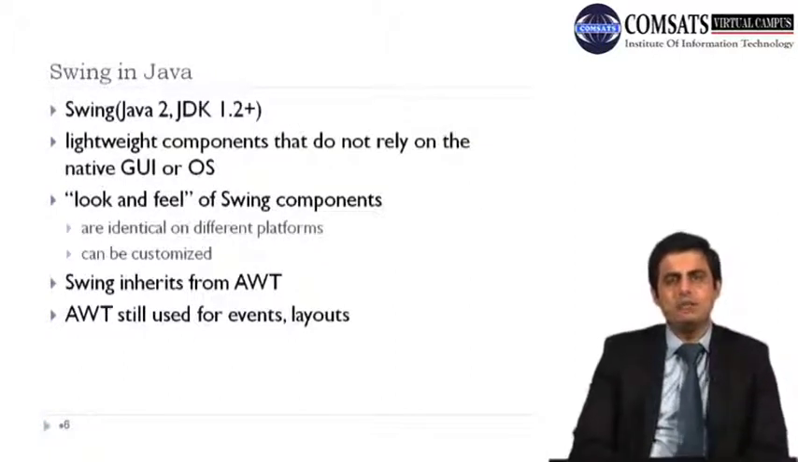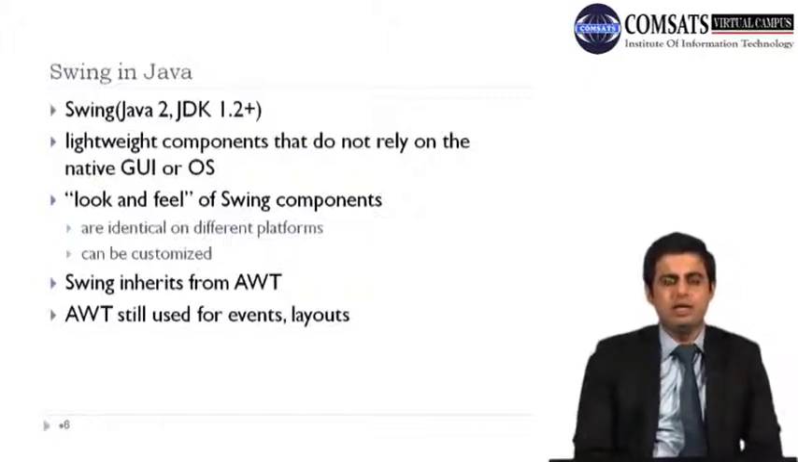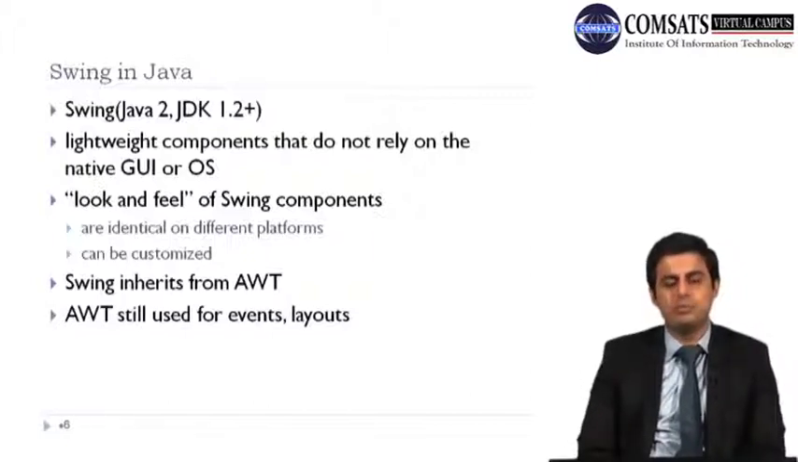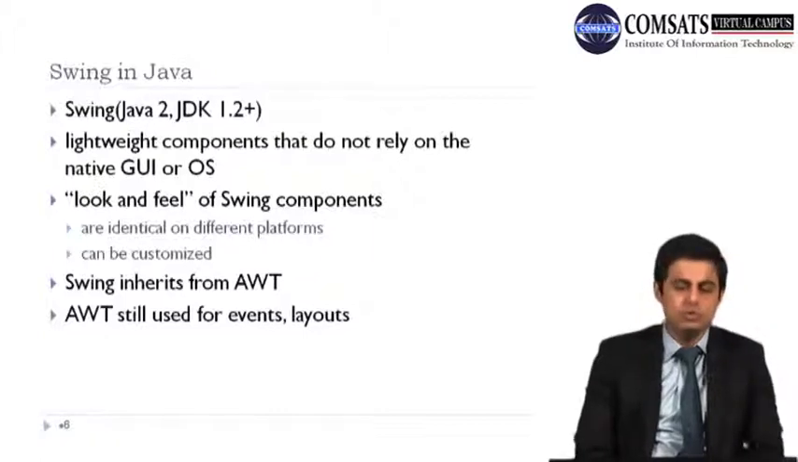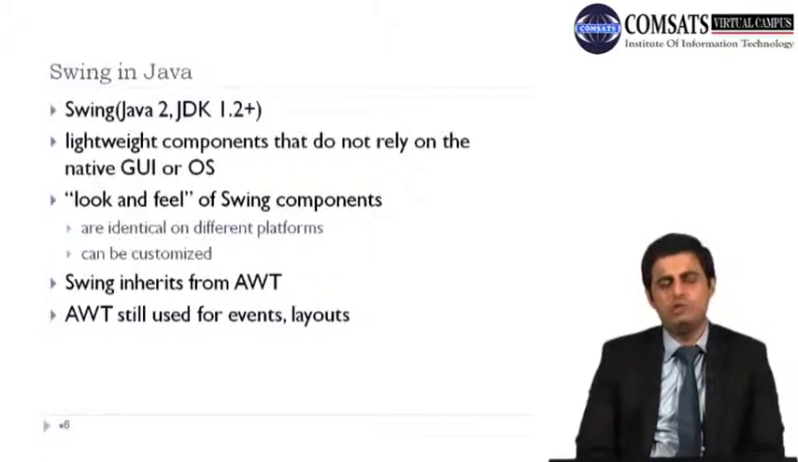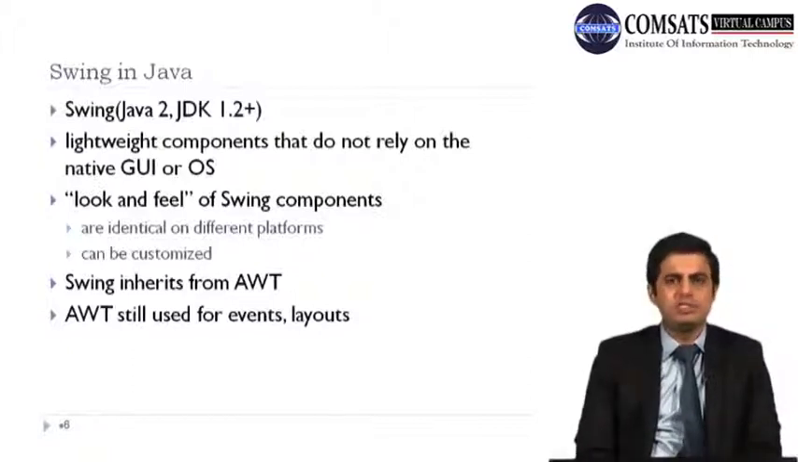Okay, Swing. Basically, Swing is a subclass of AWT. It was introduced in JDK 1.2, and in all the later versions of JDK it is supported, and it is also supported by Java 2, because AWT was in Java 1. Swing has all the features which AWT has. Because it's a subclass, of course it can use all the features of AWT.